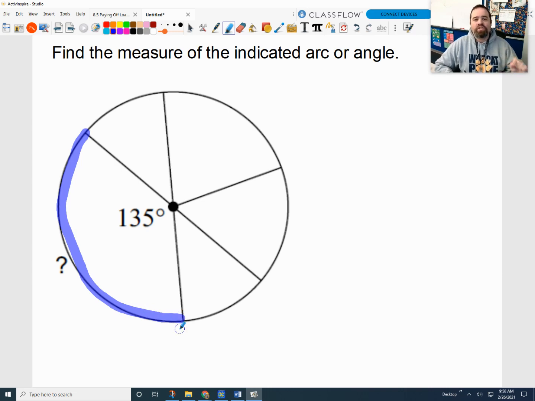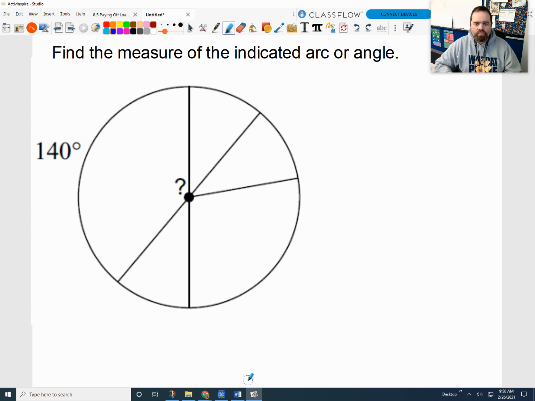Central angles and arc measures are exactly the same. So this is a 135-degree arc. Same thing here, just backwards. The arc is 140 degrees, so the angle that cuts it off also is 140 degrees.